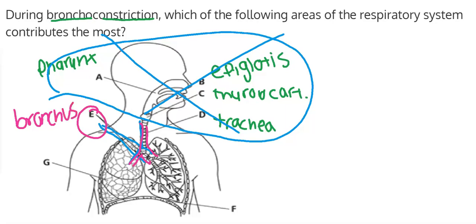But just to review what these other options are, option F over here is the diaphragm, so that would be lower. That allows for lung expansion. And then option G is part of the lung itself. So the bronchodilation and the bronchoconstriction would occur higher up in the bronchus area. So option E would be correct.